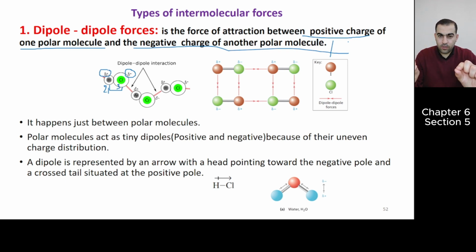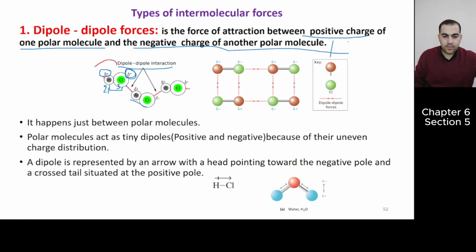If there's another polar molecule next to it, like HCl again, with hydrogen partially positive and chlorine partially negative, the attraction between the partially positive atom and the partially negative atom of another molecule is called dipole interaction, dipole force. Also here, there's another molecule of HCl. Again, between chlorine and hydrogen, we have another dipole force. Guys, dipole means two poles.